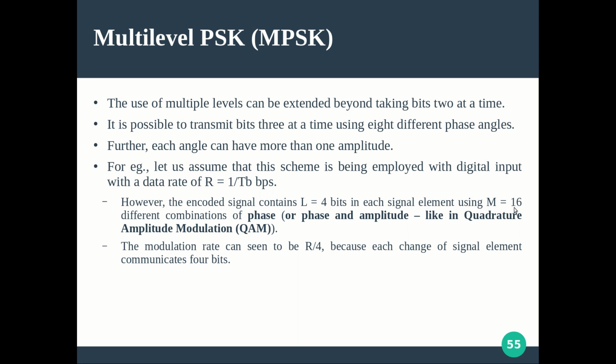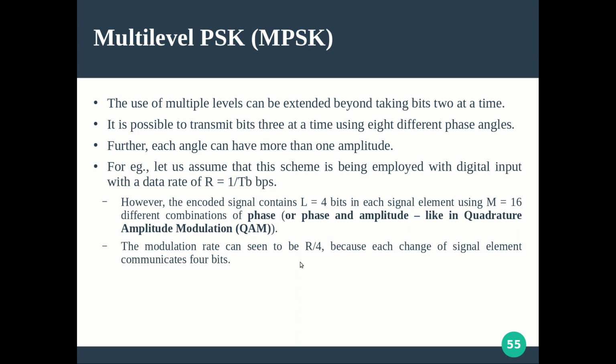So what is happening is, per signal level, previously we were representing only a single bit, but now per signal element you can represent 4 bits. So you are getting some kind of 4 times the data rate. Or if you know the modulation rate or baud rate, how many times the signal is getting changed, in this case both the baud rate and the bit rate are R bits per second.